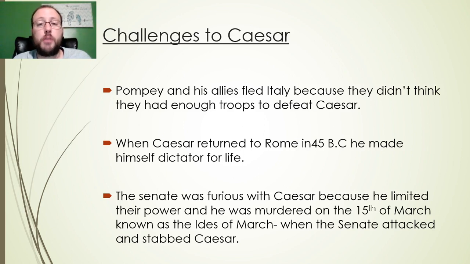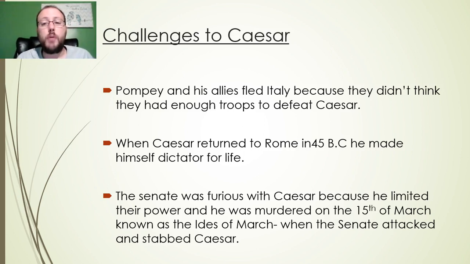They were a trio of people that basically took control of Rome at the end of the Roman Republic. Now, Pompey and his allies rose up against Julius Caesar. They told the people, it was the senators, which was the people that allied with Pompey. They told him, look, Caesar's getting too powerful. You need to take some of this power for yourself. And so they tried to attack Caesar. They ended up losing. They fled Italy because they didn't think they had enough troops to defeat Caesar.